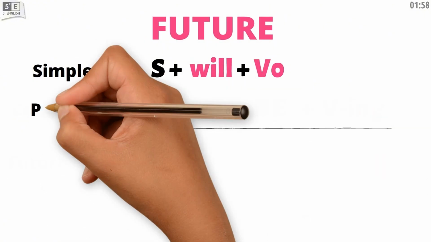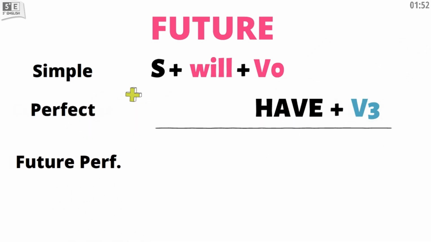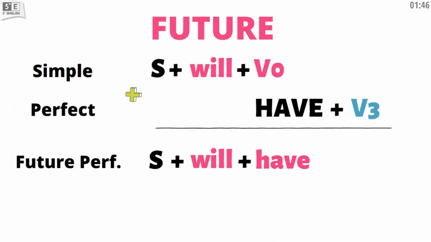Next is the future perfect tense. Since we're talking about a perfect tense, we must have verb 3. Let's combine the two parts. The subject goes down. Then will goes down. Verb 0 of have is have, and verb 3 goes down directly. So the formula for the future perfect tense is subject plus will plus have plus verb 3.